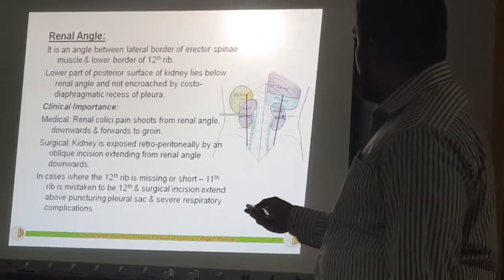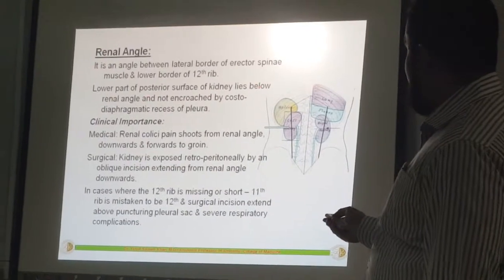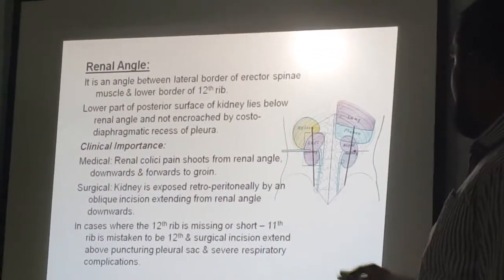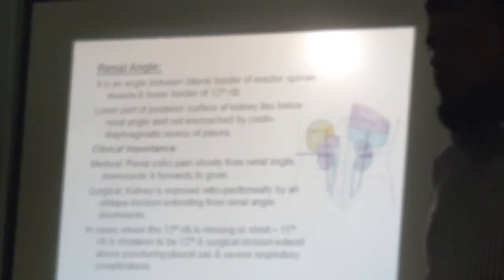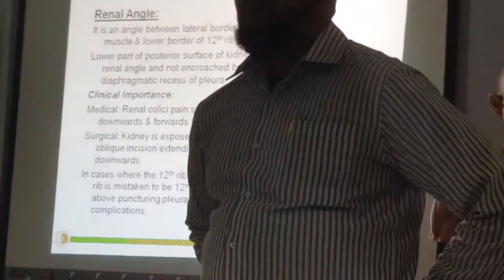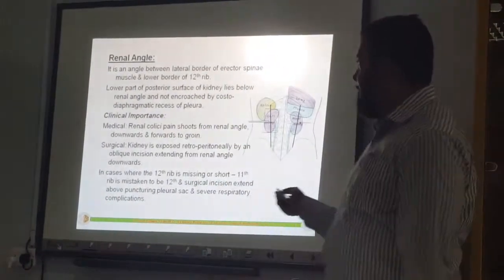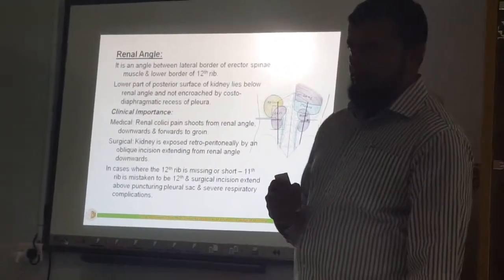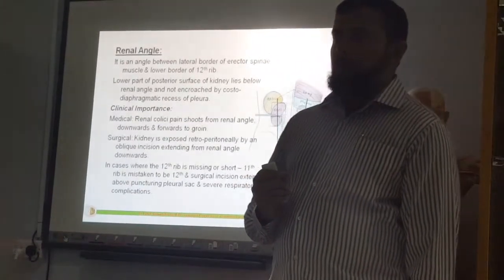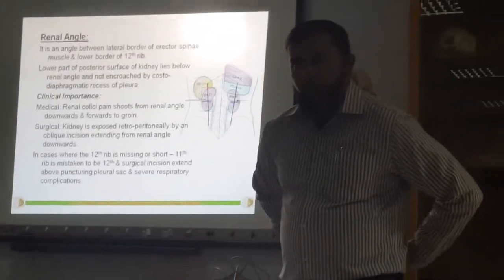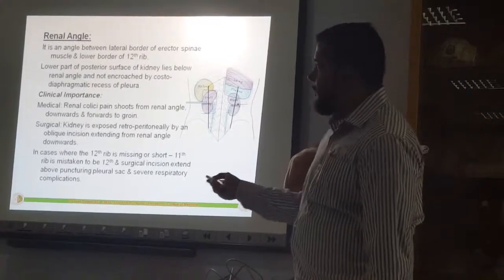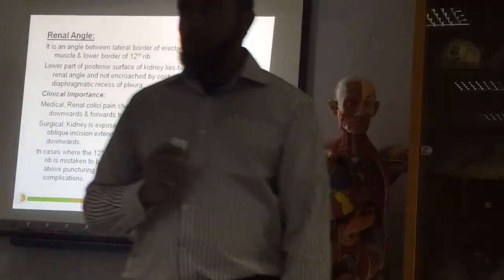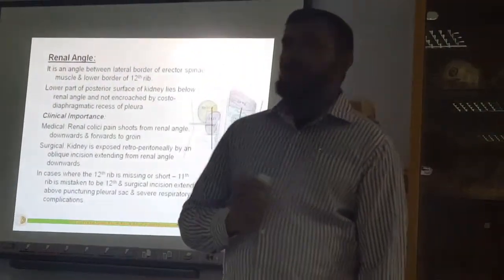So the lower part of the posterior surface of the kidneys lies below this renal angle and is not encroached by the costodiaphragmatic recess of the pleura. So when you approach at this angle, you cannot puncture the costodiaphragmatic recess if you put a needle inside. So it is surgically important.